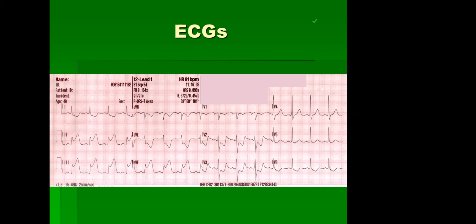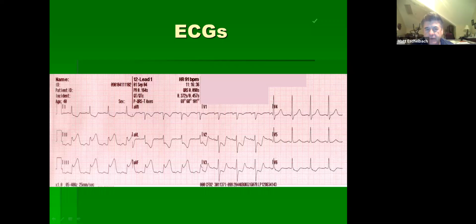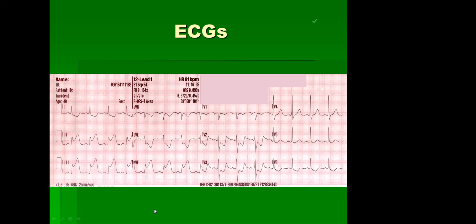All right. So depression in leads 1. I mean, it's definitely a spoon. 1, AVL, you have major depression. 5 is pretty normal. 6, you have the depression again. Good. 2, 3, AVF, you definitely have ST elevation.